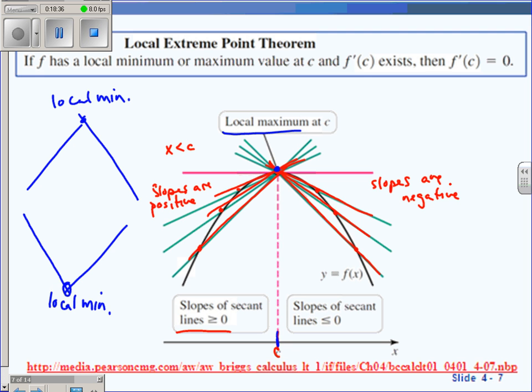And then the points where those might occur are called critical points, and I'll show you how to find those. So if f has a local maximum or minimum value at c and the derivative exists, okay, so this one had to be a situation where the derivative exists, then if that derivative does exist, that derivative must be 0. So that's what we're going to use to be able to find these critical points.